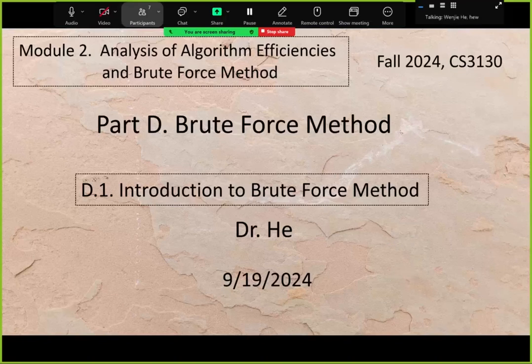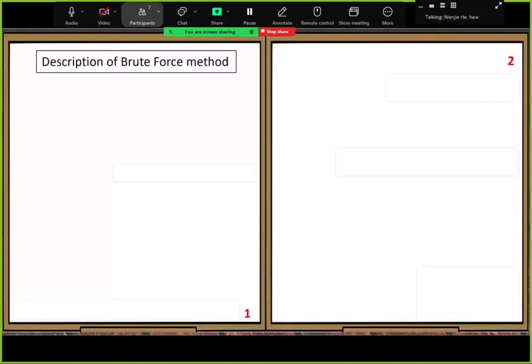Title: brute force method. We used it before. Here, we will talk about this method in general first, then we use it to solve a few questions. All right. D.1 Introduction to brute force method. First, the description of the brute force method.